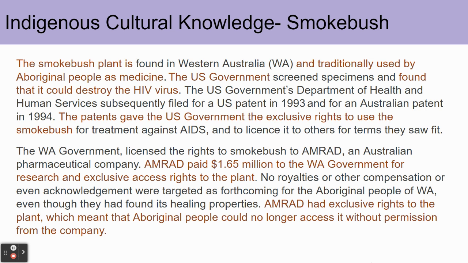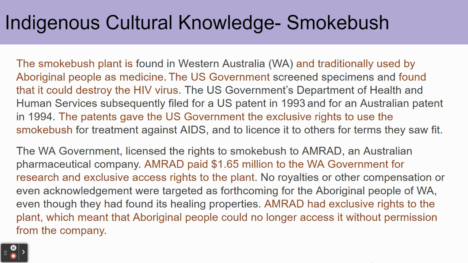So this specific example of smoke bush is traditionally used by Aboriginal people as a medicine. And the US government actually noticed that it could destroy the HIV virus, and they actually filed for a patent in 1993. And the patents gave the US government the exclusive rights to smoke bush, and then they were able to license it for others as they saw fit.